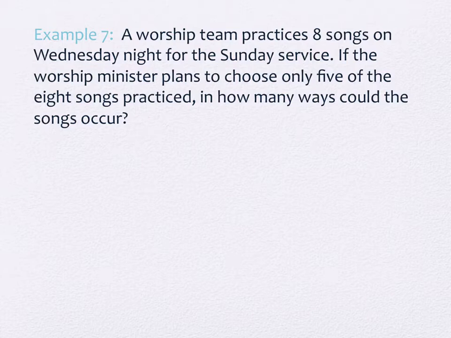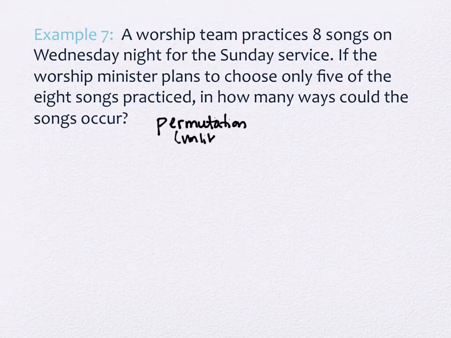What strategy do you think? Permutations of unlike objects. Okay, so permutations of unlike objects, that is one option. There's another way that we could do it too. Anybody see another option? It's not a combination. The order does matter, right? Because it asks at the end in how many ways could the songs occur. So a different ordering is a different count in this.